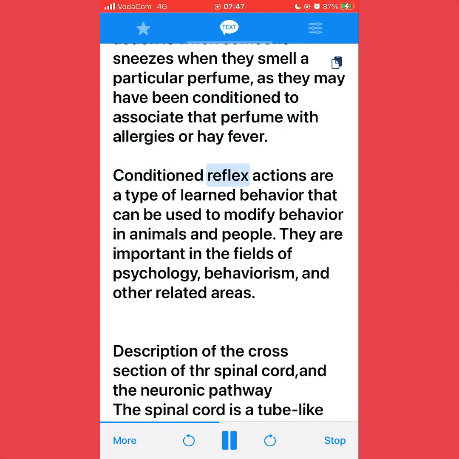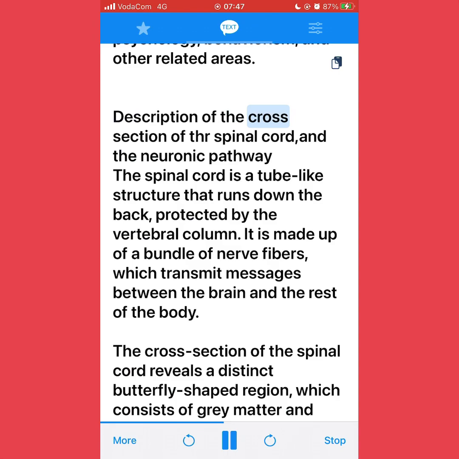Conditioned reflex actions are a type of learned behavior that can be used to modify behavior in animals and people. They are important in the fields of psychology, behaviorism, and other related areas. Description of the cross-section of the spinal cord, and the neuronic pathway.